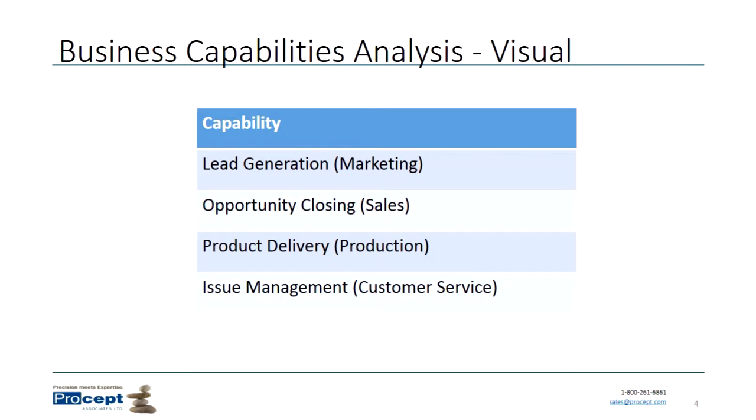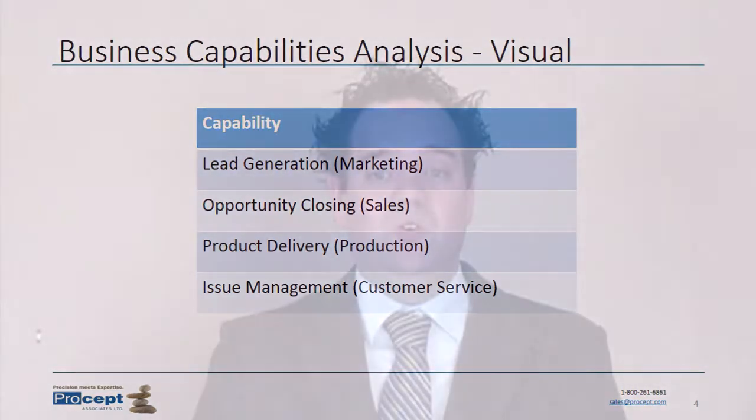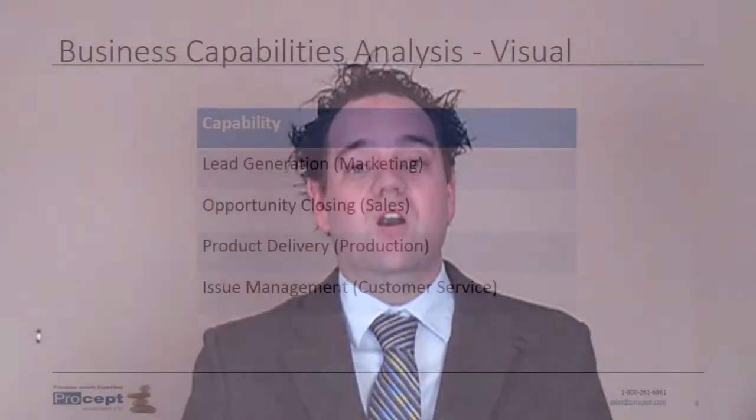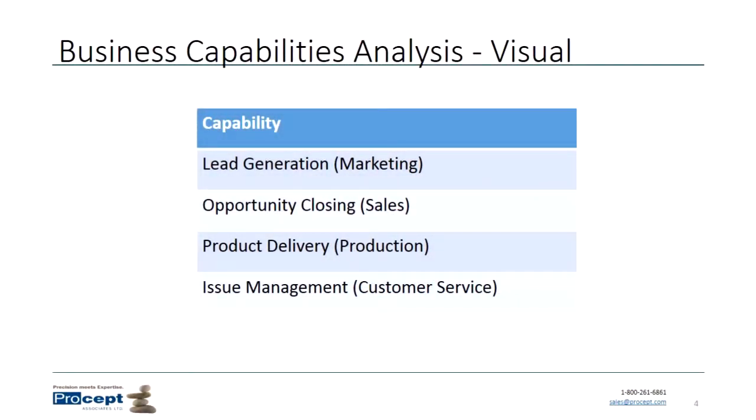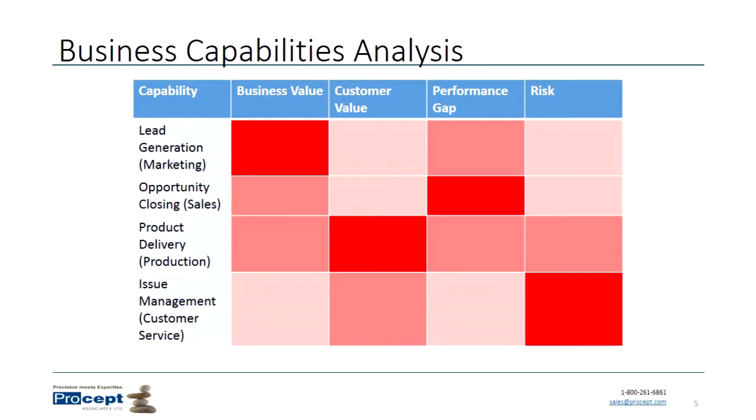The key thing with capability analysis is actually to produce something visual. So we're going to develop a list of those capabilities. We have a lead generation capability, an opportunity closing, product delivery, whatever all of those different capabilities are. And that's great, we're going to create that list. But we need to portray this and display this in a visual way.